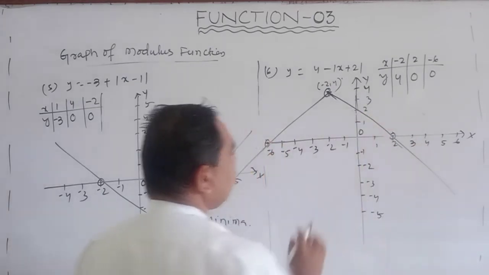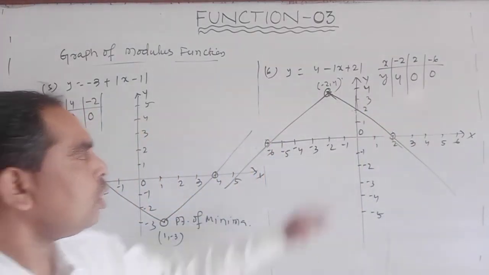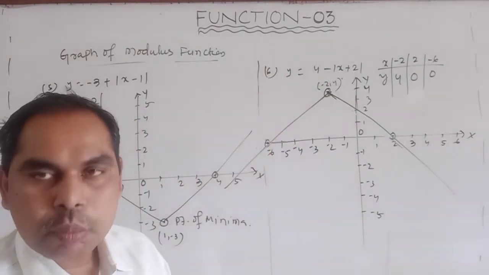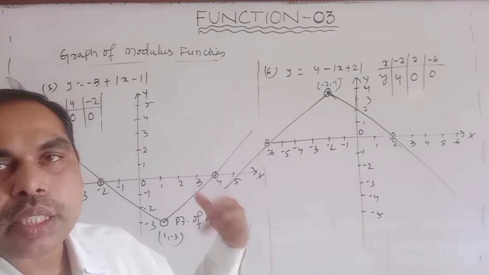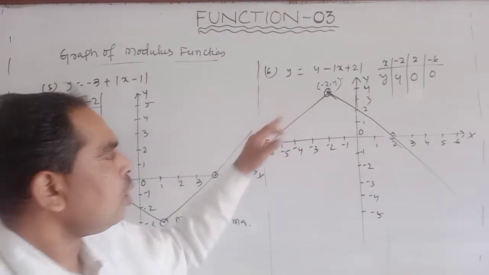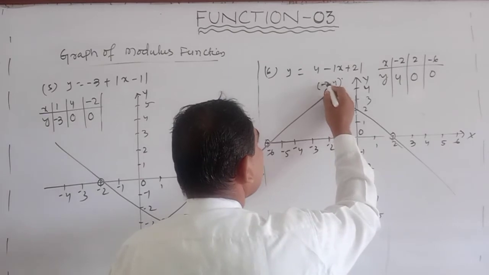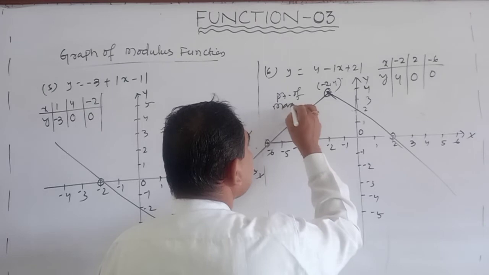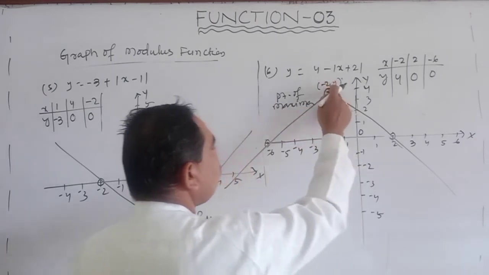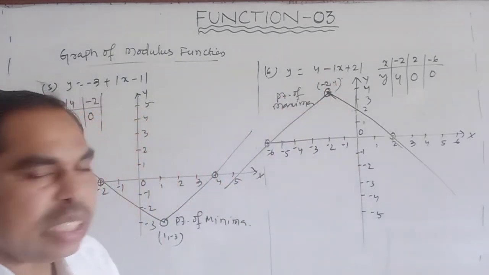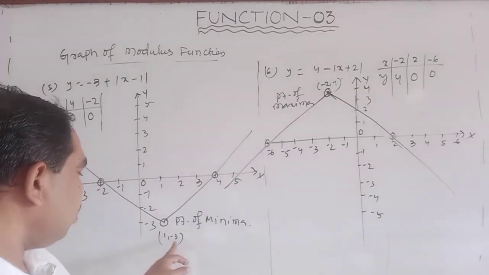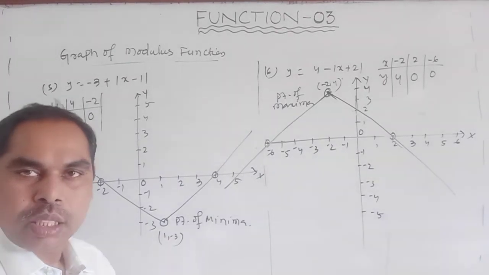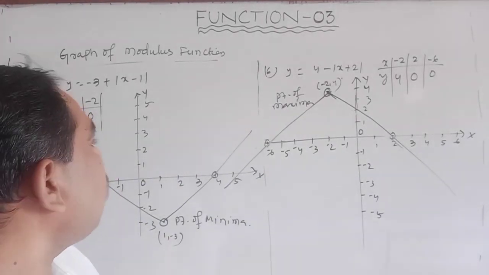So this is the V shape, and the inverted one also, because the mod is ahead. Minus times minus is plus, so it is a downward mode, and with plus ahead it is upward. So the maximum value is at the point of maxima. The maximum value is 4, and it occurs when x is equal to -2. Here the minimum value is -3, and it occurs when x is equal to 1. Okay, so this is the graph of the modulus function.